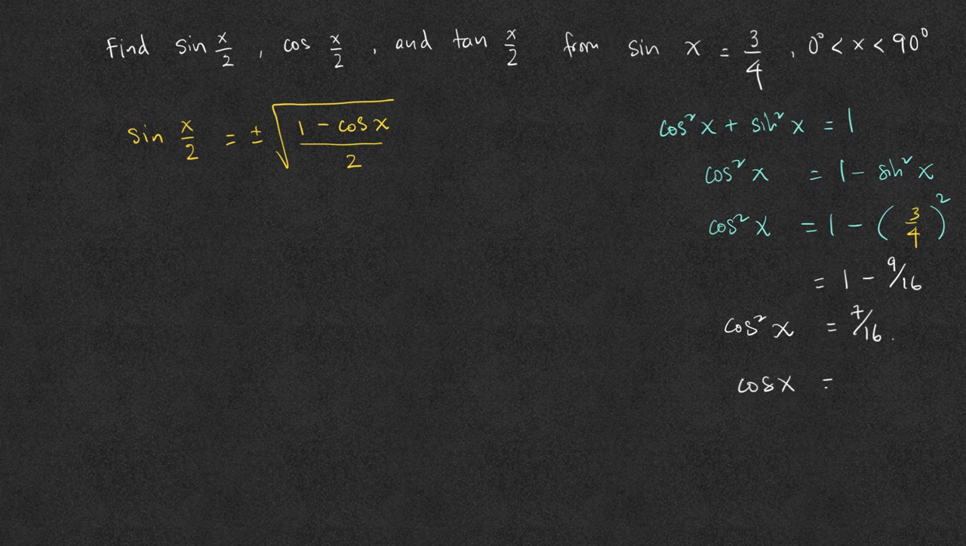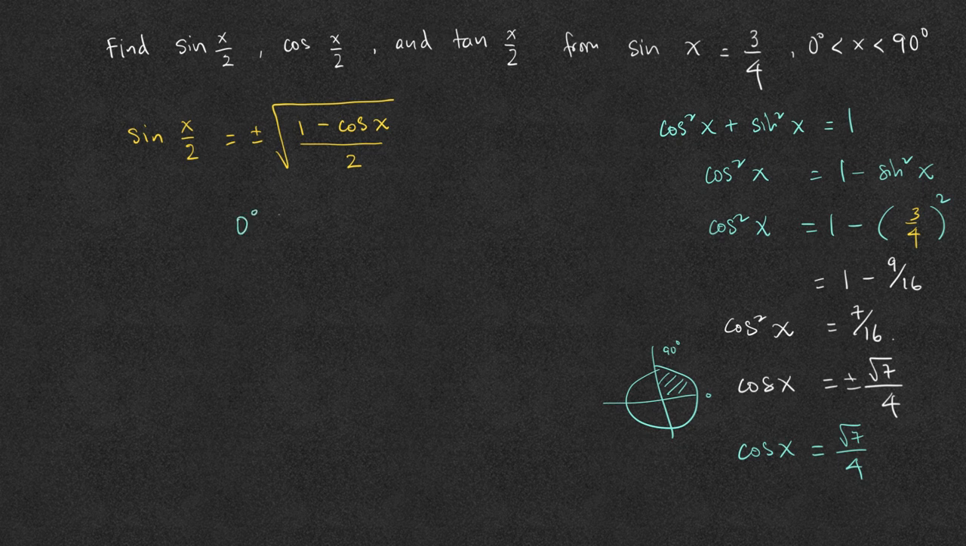Cosine of x is plus or minus the square root of 7 over the square root of 16, which is 4. But x is only in the first quadrant from 0 to 90 degrees, where cosine of x is positive. So we know for sure that cosine of x is positive root 7 over 4 in this case. There's no need to use plus or minus.